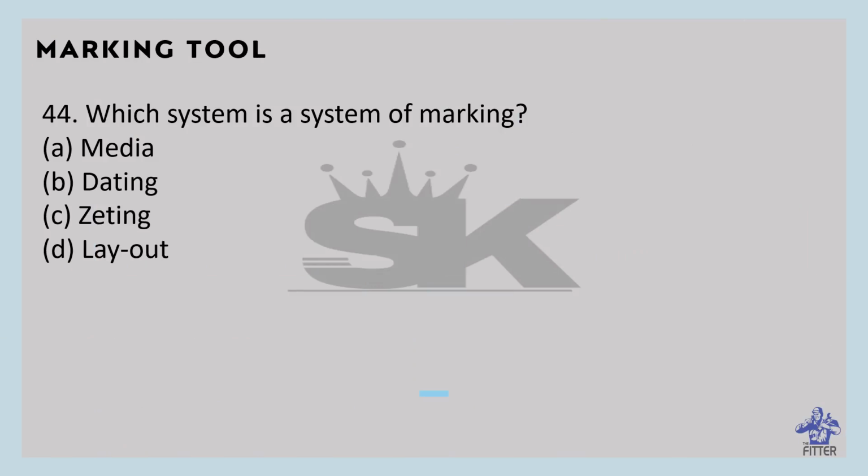Which system is a system of marking? That is layout. A layout indicates where a structure needs to be placed on your plot.